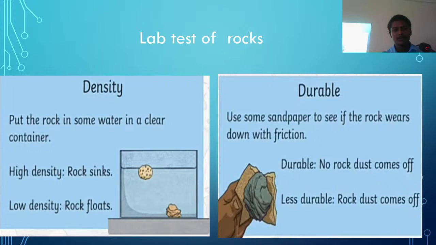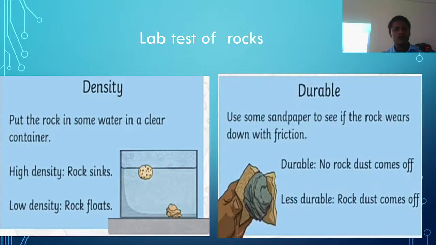Just to begin with the slide, if I have to do the testing of density of rocks, it is very simple. Just take a number of stones, or you can take 2 stones. Take a transparent glass or bottle, put the stones into the water. The stone which sinks suggests that it is more dense, and the stones which float suggest that they are less dense.